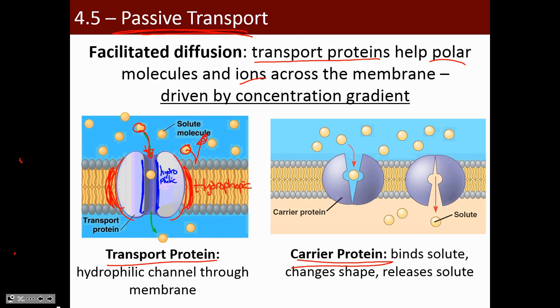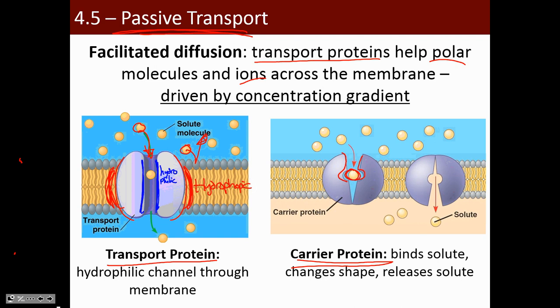It's still driven entirely by concentration gradient. So in this case, the carrier protein, instead of having a channel, has an opening that is the size of the solute. So this is sometimes very selective, like it can only pick the solute that's the exact right size and shape. And when that solute comes in, it actually causes the protein to change its shape.